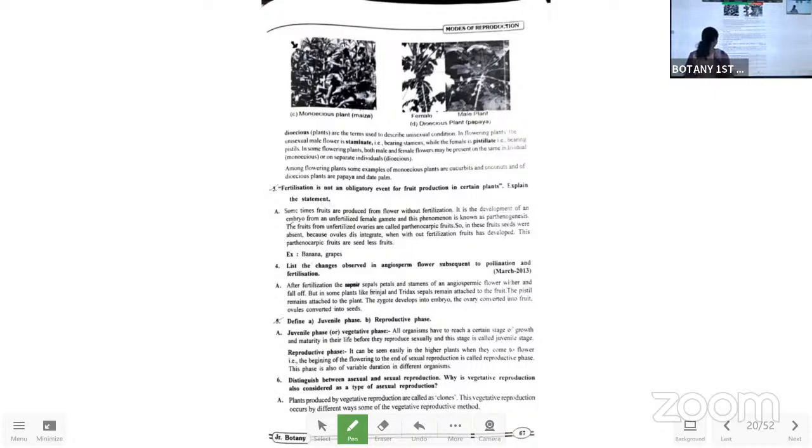And next one, a somewhat important question: distinguish between asexual and sexual reproduction, and why vegetative reproduction is considered a type of asexual reproduction. So in these two questions, they ask about the differences between asexual and sexual reproduction, and then why vegetative reproduction is considered an asexual type of reproduction.